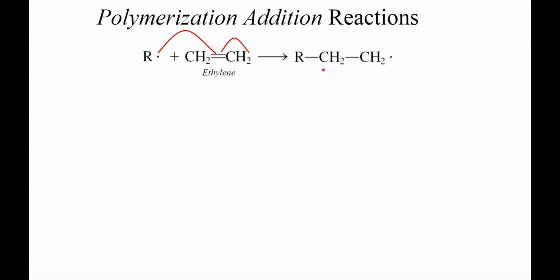And so we end up with this. So now we have our free radical linked to ethylene, but the double bond is gone. Now it's a single bond, and that has a free radical. And so if you could imagine, there is more ethylene present. So here's another molecule of ethylene.